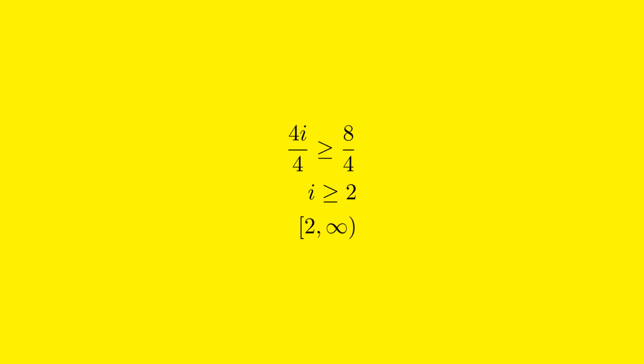This is the final step of the inequality, and the solution to the problem in inequality form is I is greater than or equal to 2. In interval notation, the solution is written as opening square bracket 2 comma infinity, closing parenthesis.